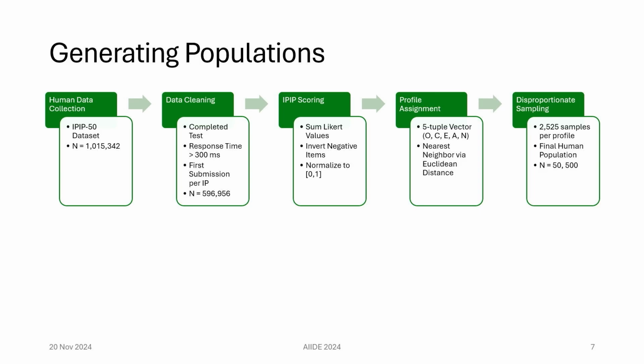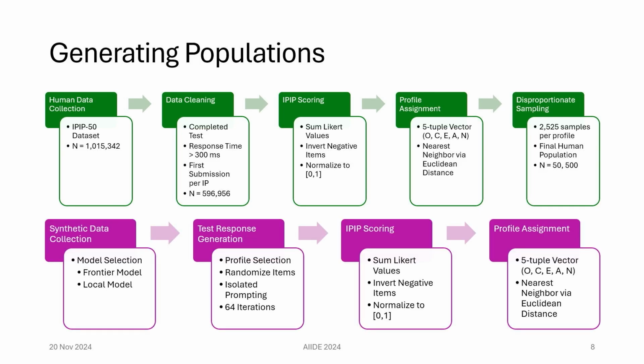So whatever that particular test was, whatever the closest of the 20 profiles were, we assigned that to that particular profile. And then finally, once we had all of these labeled, we wanted to use disproportionate sampling to make sure that every profile was represented equally. However, we want to try and keep that distribution of the human data.